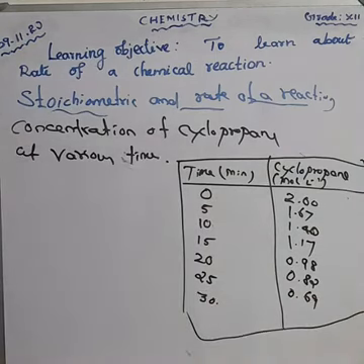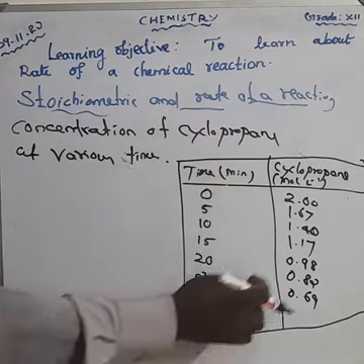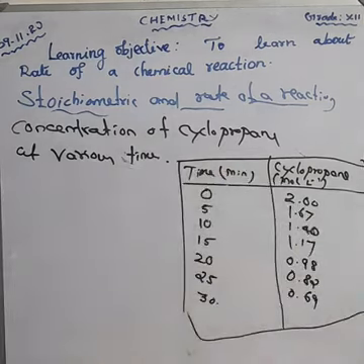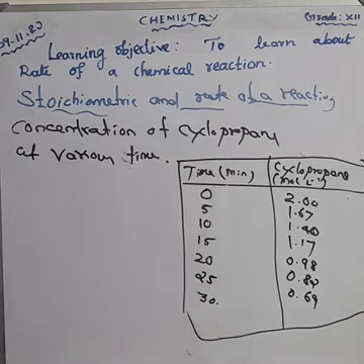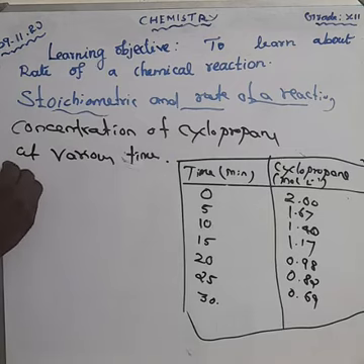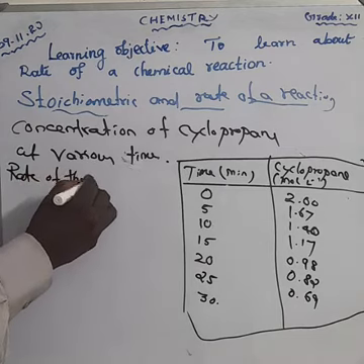Here, one of the conditions, don't forget: when the time increases, the concentration decreases. The concentration of cyclopropane decreases as the time intervals increase. Don't forget that. First, we should write the rate of the reaction. How do you write the rate of the reaction?